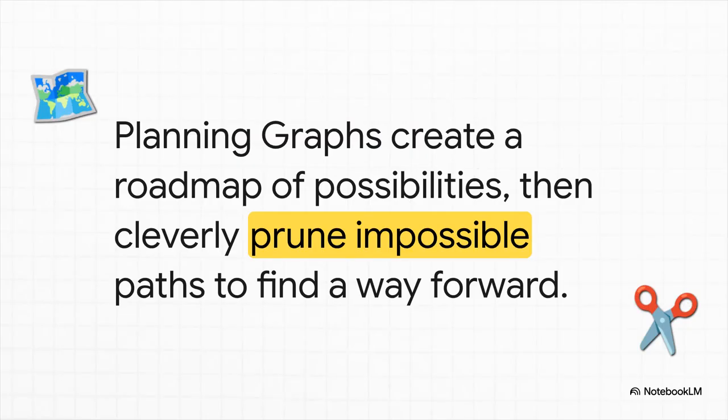So, if you take one thing away from all this, it's this. Planning graphs work by first creating a huge roadmap of every single possibility, and then they use pure logic to cleverly erase all the impossible paths, finding a clear way forward. It's a really smart way to make a complex search incredibly efficient.